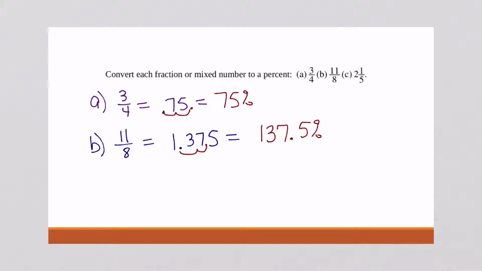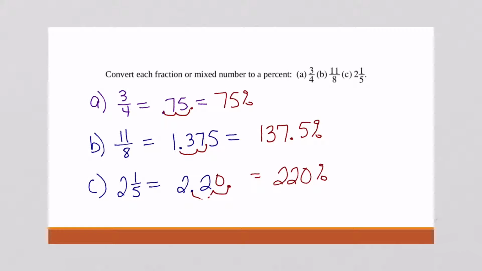On part C, I have 2 and 1/5. On my calculator, what I'm typing in is 1 divided by 5, and I get 0.2. But don't forget I have that 2 out front, so 2 and 1/5 turns into 2.2. Now I still have to scoot my decimal to the right 2 places, and so notice I have an empty spot right there, so I have to put a 0 in there. So this would wind up being 220%.